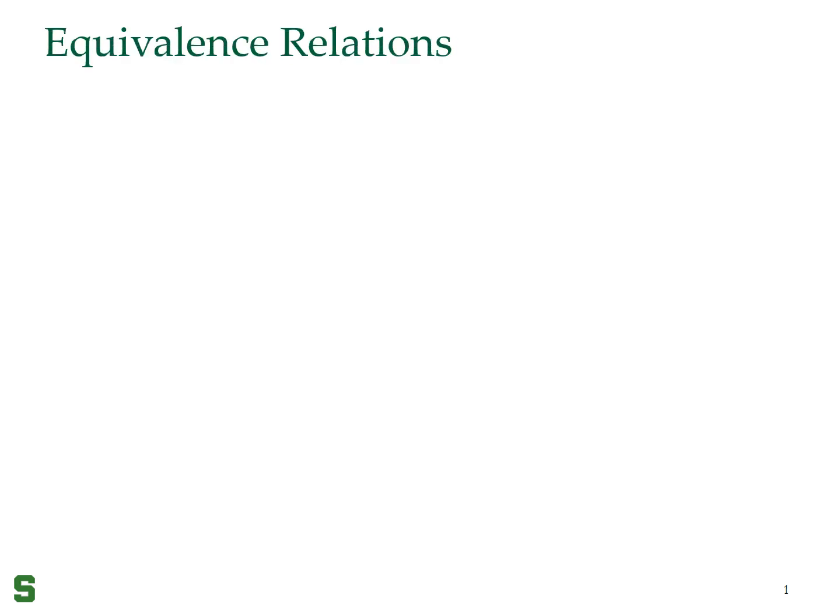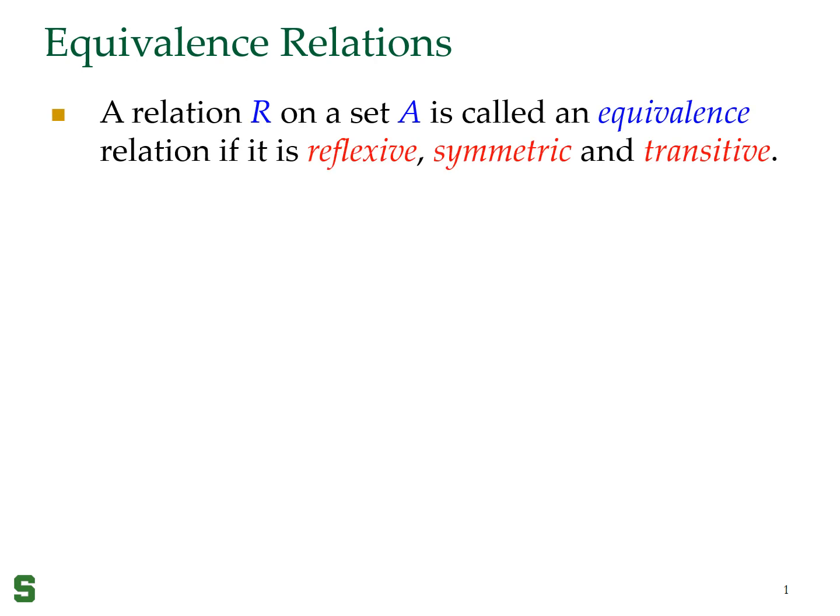Our next property of relations is equivalence. This is probably one of the most important properties of relations that you will come across. A relation R is said to be an equivalence relation if it is simultaneously reflexive, symmetric, and transitive. It's very simple. You need to check if it's reflexive, you need to check if it's symmetric, you need to check if it's transitive. If all three properties are satisfied, then it's an equivalence relation, otherwise it's not.